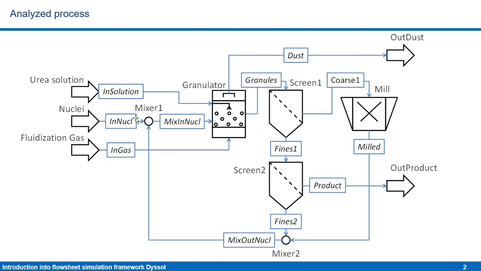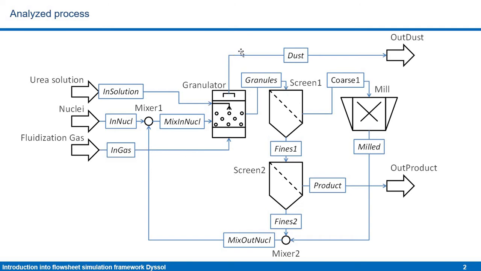How does it work? We have an external nuclei stream which comes to the apparatus. The solution is injected. The granulation takes place and the formed granules come to the first screen. The oversize of the first screen is milled and mixed with the undersize of the second screen. Afterwards, the stream is recycled back to the system. And as a product, we take only particles which are smaller than the specific cut diameter of the first screen and which are larger than the specific cut diameter of the second screen.